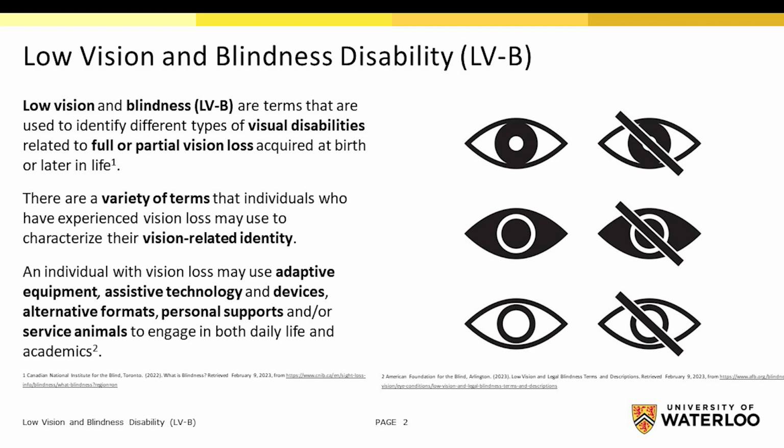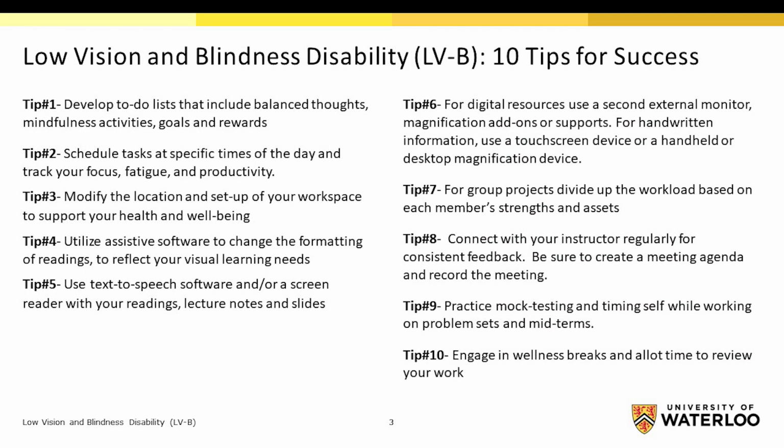Each person's lived experience with low vision and blindness and the impact on their academic well-being and personal wellness will be unique. Flexibility and open-mindedness is key. Learning about low vision and blindness disabilities and enhancing your skill set to manage your academics more effectively may be new and overwhelming. Keep it simple and begin by following the 10 tips for success.